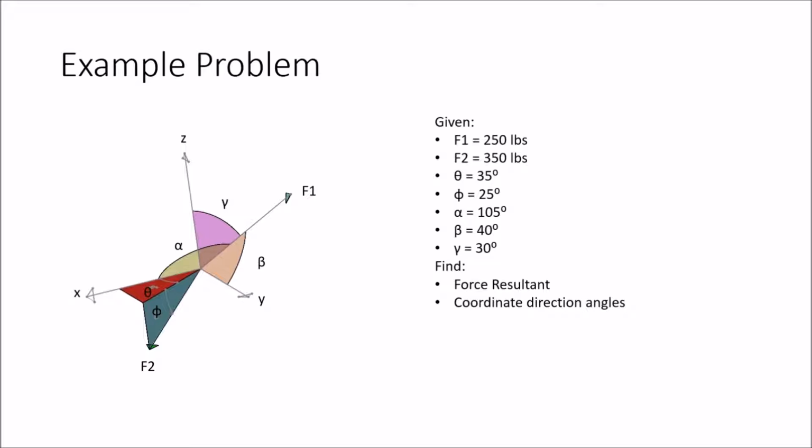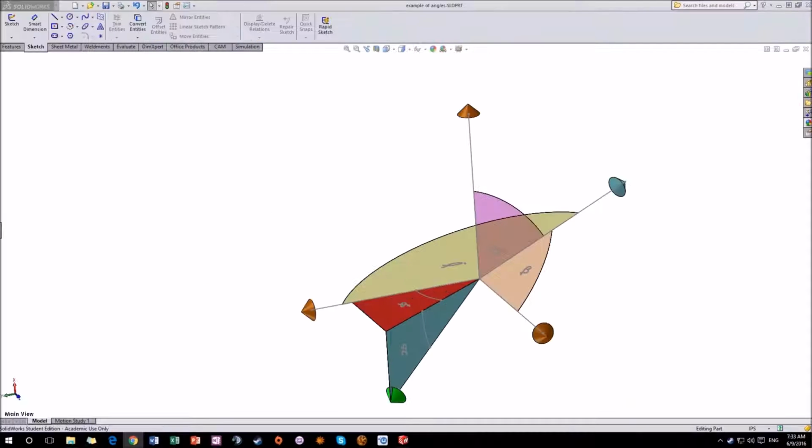But before we do that, I'm going to take you to SOLIDWORKS so you can see what is actually going on with these forces. Here's the example problem that we are looking at to understand more clearly. Here's our force 1 and the corresponding alpha, beta, and gamma coordinate direction angles. And here's our force 2 with the corresponding triangular descriptions. We're going to look at each of these objects in 3D and hopefully help you understand and visualize them better.